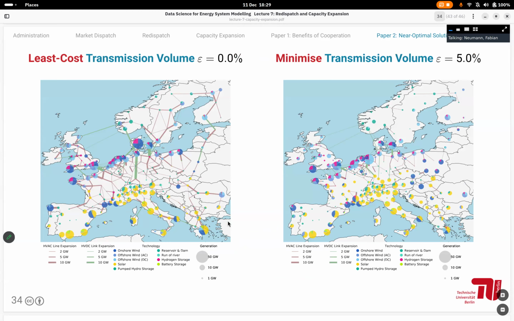So here's an example of that concretely. In the left case, you have cost optimal transmission expansion across the European system. You can see quite a lot of transmission expansion, with the generation really at the periphery of Europe, where you would see the lowest levelized cost, the best resources for these technologies, the solar in the south, the wind across the North Sea.